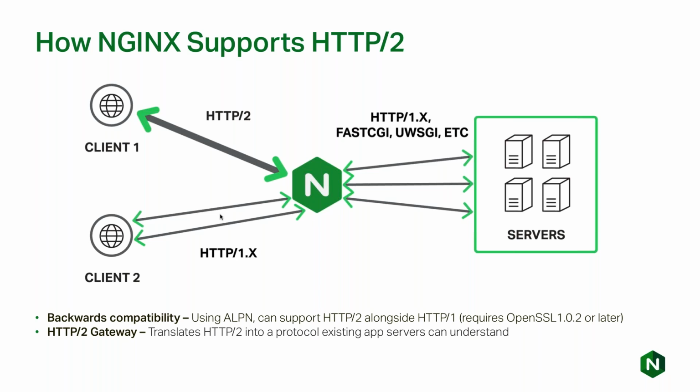Although NGINX supports HTTP2 for connections from clients to NGINX, currently we don't support plain HTTP2 for connections to the upstream servers. So we can make either plain text HTTP connections to upstream servers, or we can wrap those in SSL using HTTPS.